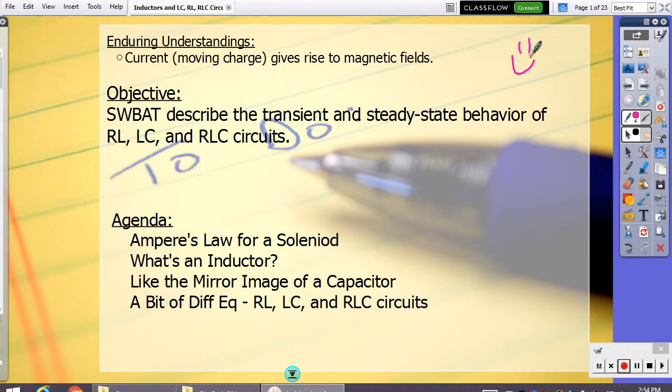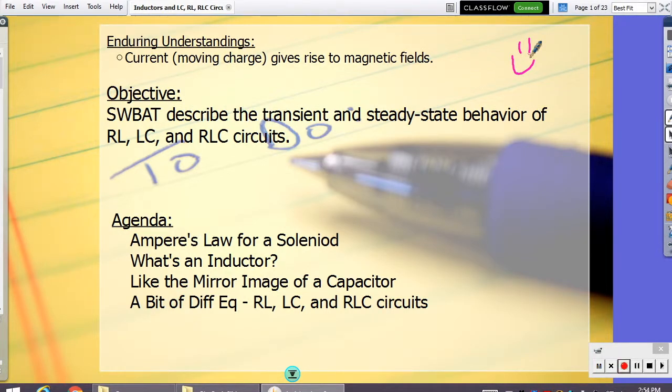All right, so welcome to our very last PlayPosit of the year. Congratulations, you made it. So today we are going to use what we've learned about circuits and about induction to describe the transient and steady state behaviors. As a reminder, that's t equals 0 right when we do something, and t equals a long time. Behavior of RL, sometimes called LR, LC, and RLC circuits.